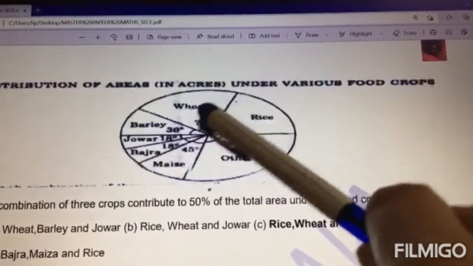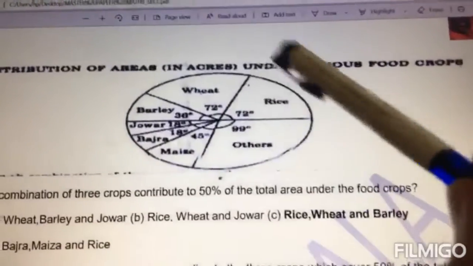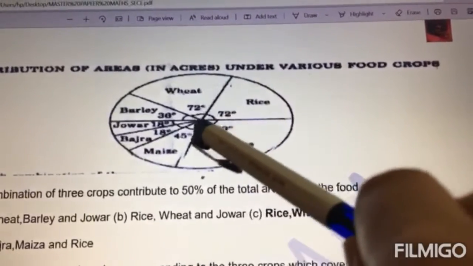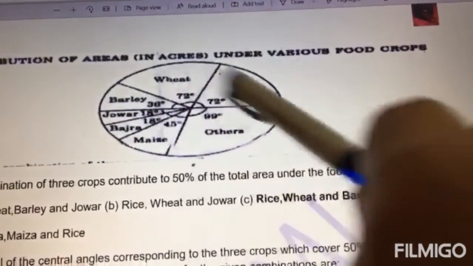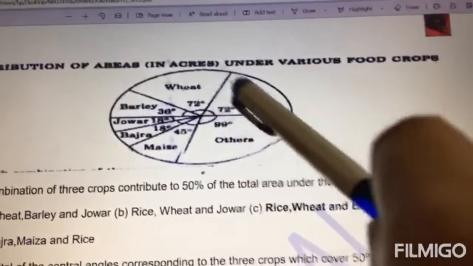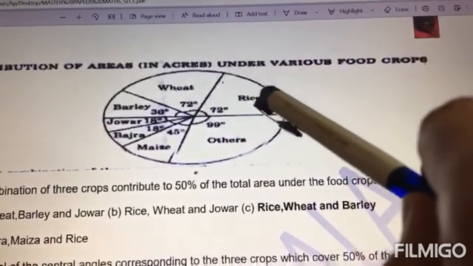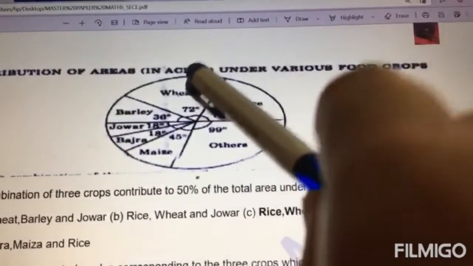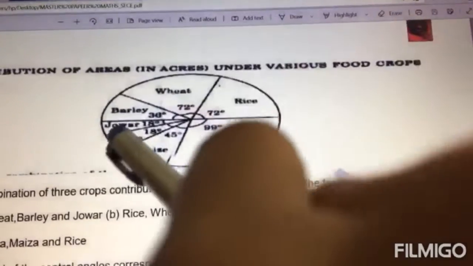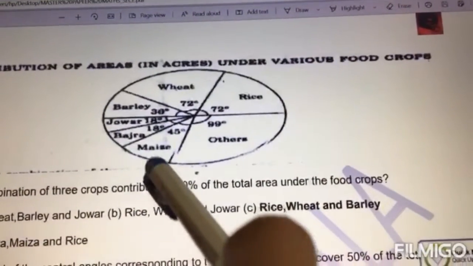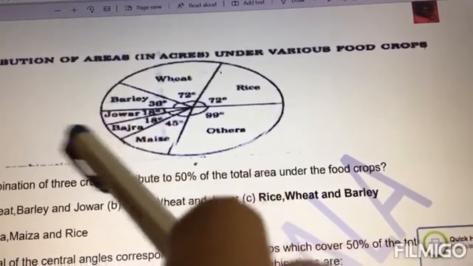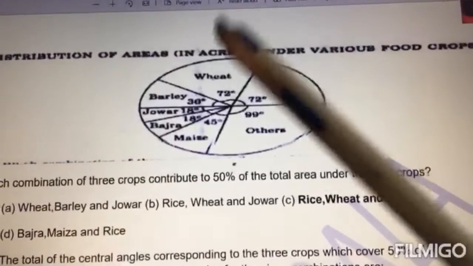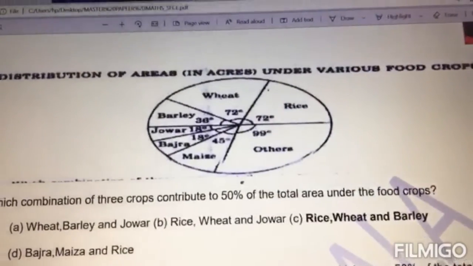For example, the area under wheat forms an angle of 72 degrees of the entire pie chart. This shows how much is under wheat production, how much is under rice production, and how much of the land is used to produce maize, jowar, bajra, barley and other crops in a village. And they're giving it in degrees, not percentages.